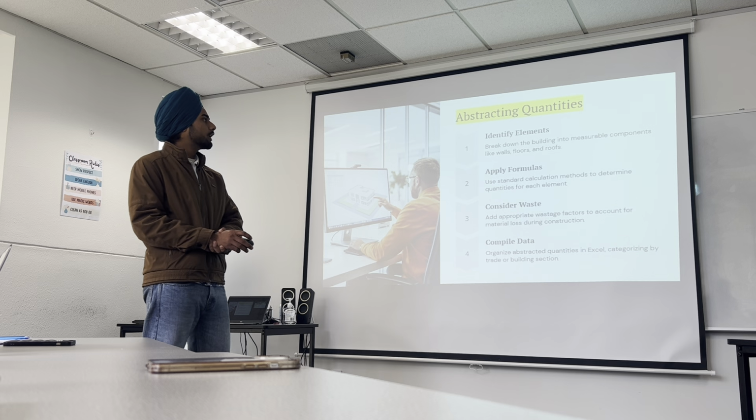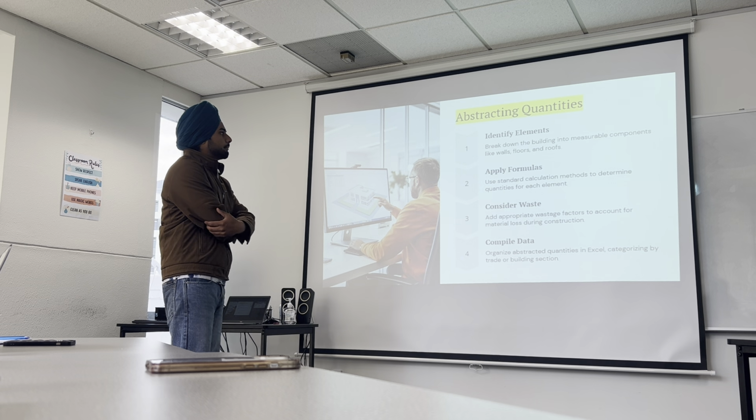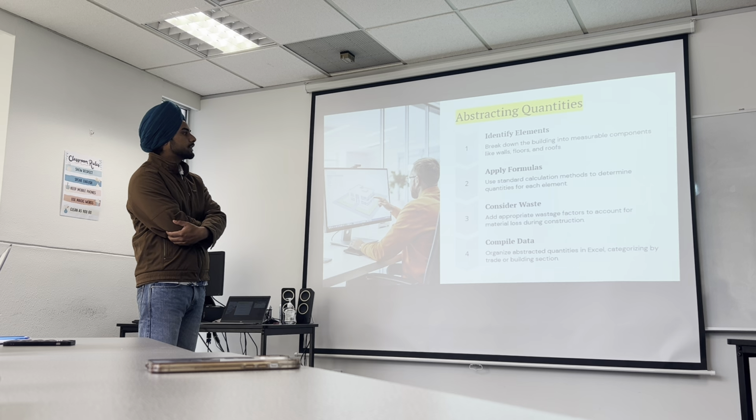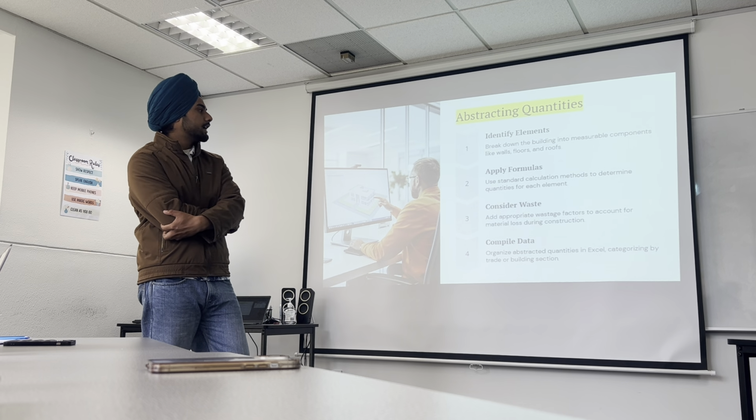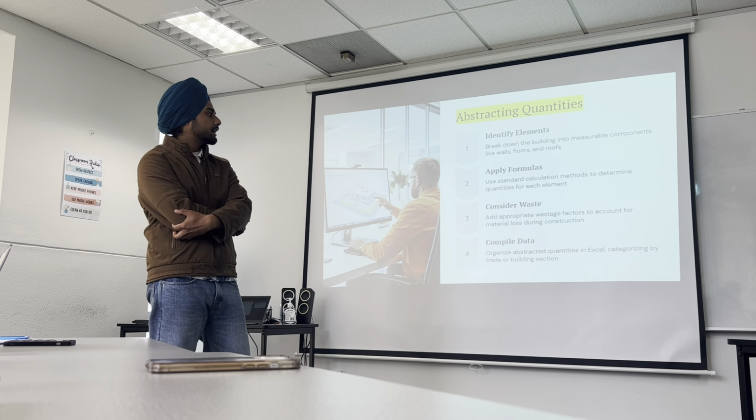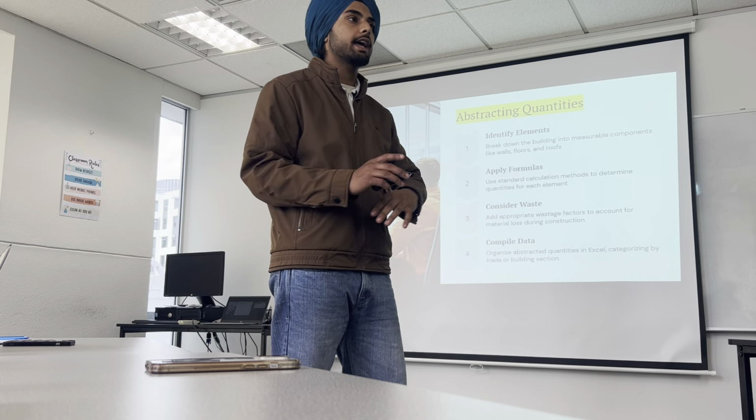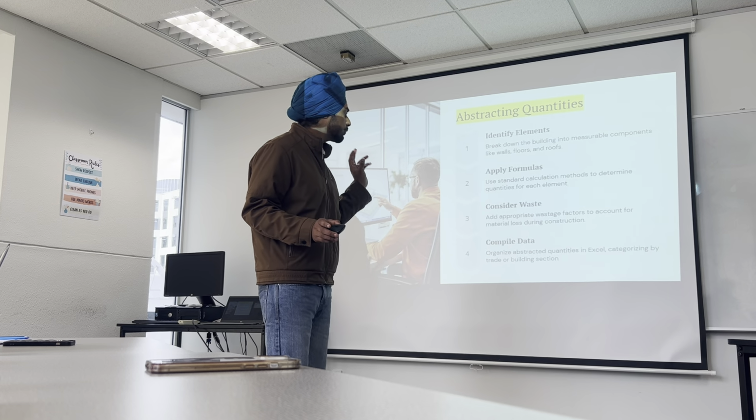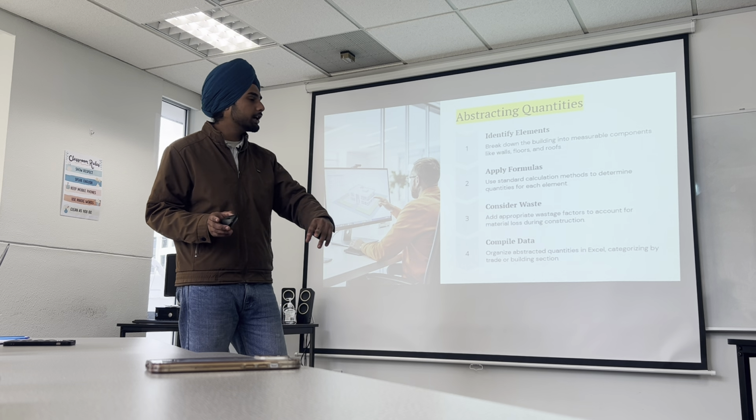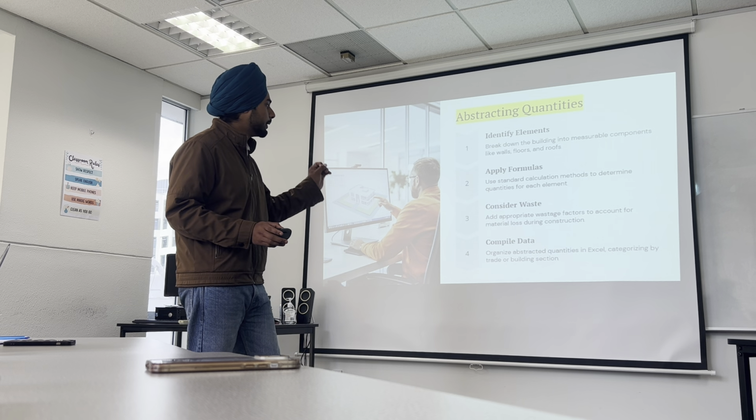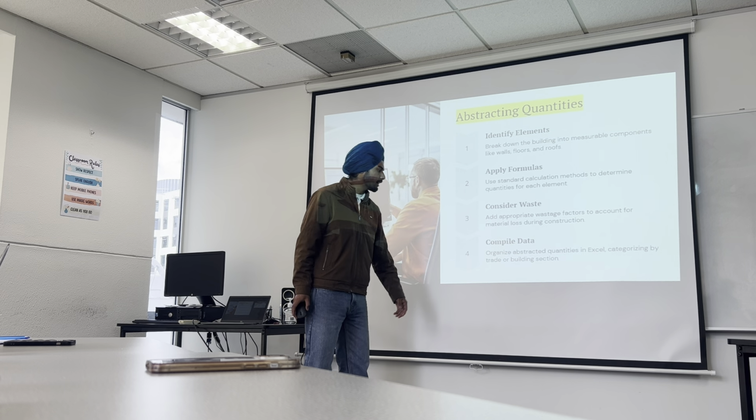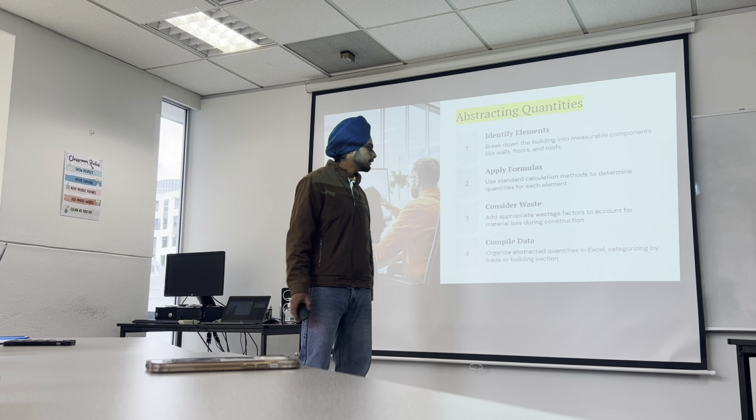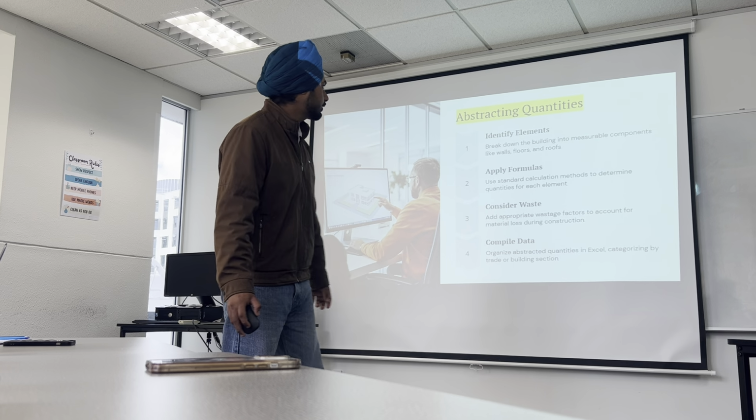So, abstracting quantities. We have to identify elements, break down the building into measurable components, apply formulas as we discussed earlier, and use standard calculation methods to determine quantity. Consider waste. If any material is wasted, we have to consider it also, so add appropriate wastage factors to account for material loss during construction. And last, we have to compile data: organize abstracted quantities in Excel, categorizing by trade. Moving to next slide.